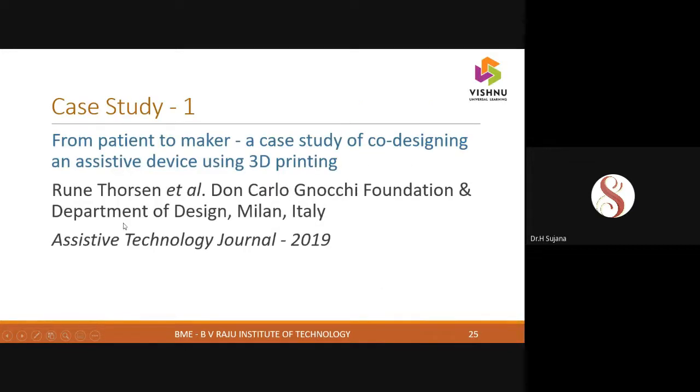So let me tell you a few case studies, like how you start and go about the product. To be honest, there is not much literature available on 3D printing, but there is a journal totally dedicated to assistive technology, the International Journal of Assistive Technology. I picked up these case studies from that journal. The first case study is from patient to maker, a case study of co-designing an assistive device using 3D printing. This has been done by researchers in Milan from the Department of Design.